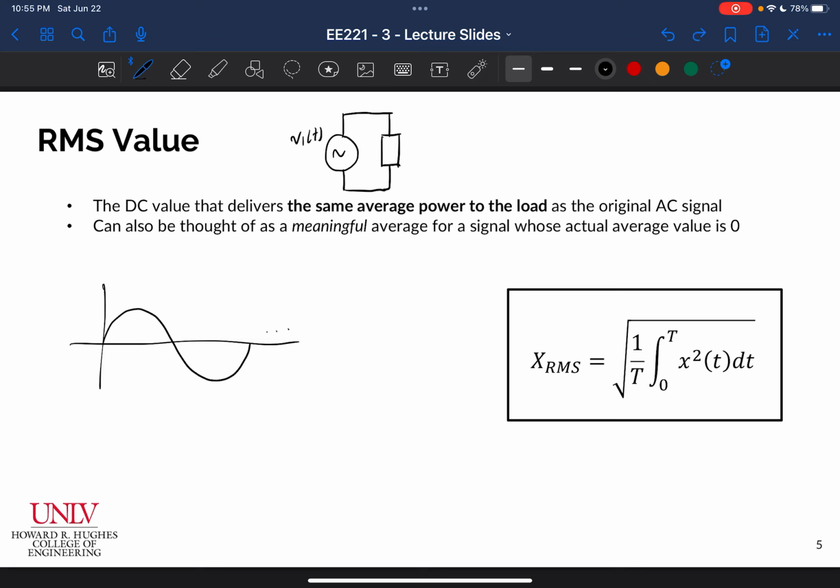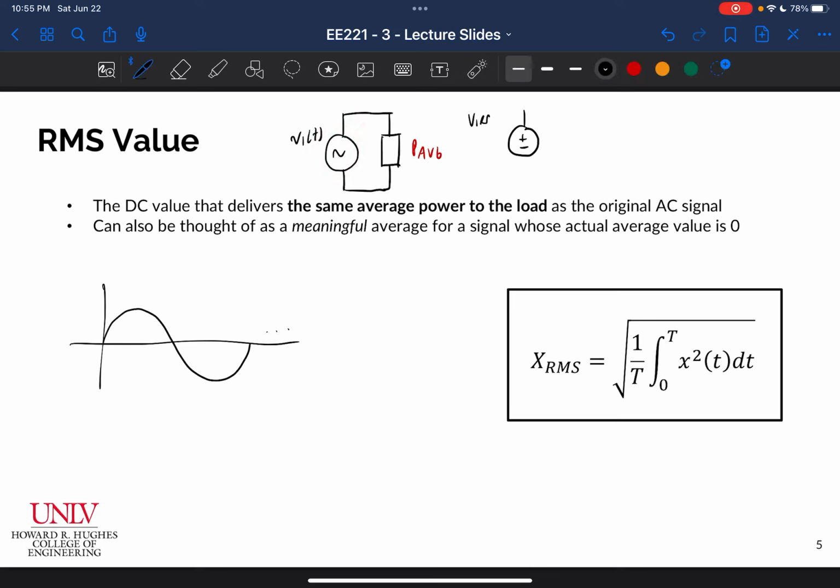So this source dissipates P average. Okay. Now, the RMS value is a DC value. Note that this is not a DC value, right? This is a sinusoidal source with dependency on t.